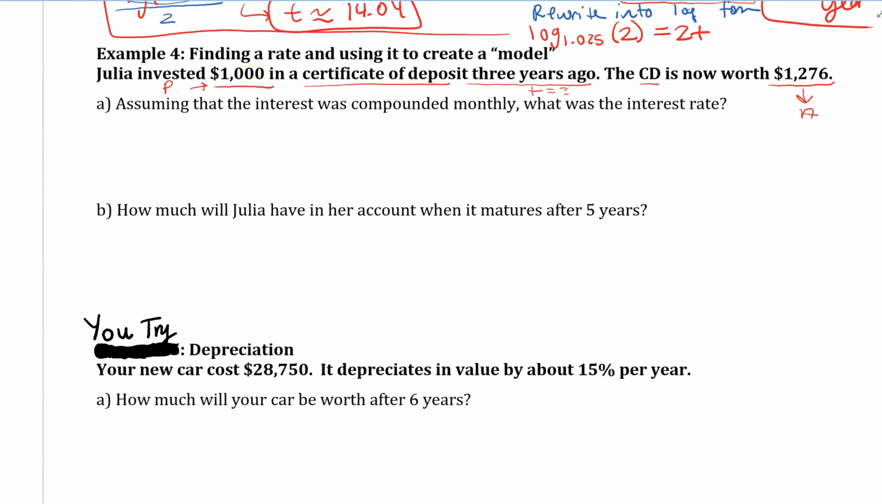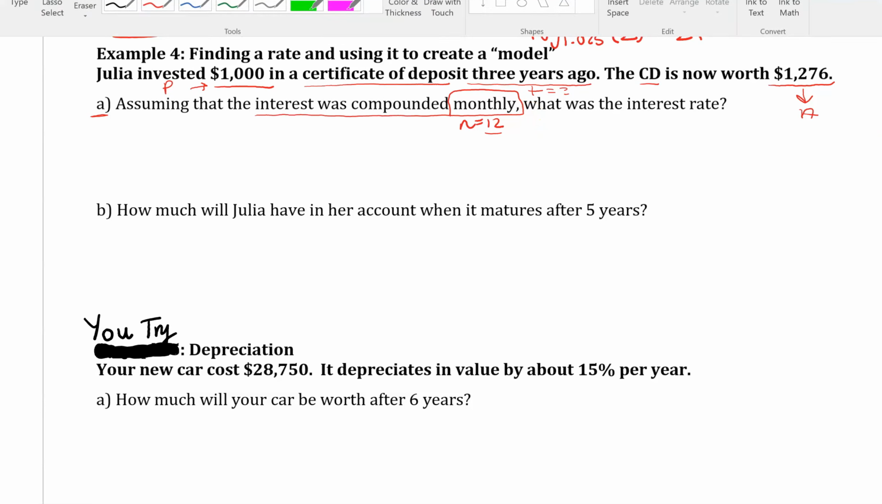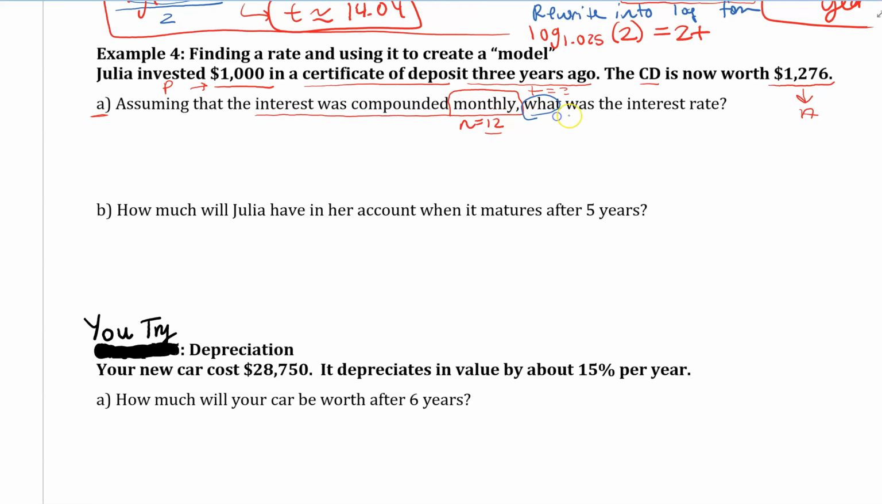And then here in part A, it again tells us a little bit more information. It tells us that the interest was compounded monthly. So since there are 12 months per year, that means in this scenario, our N in the formula will be 12, because if it's compounding once a month, then that would make it 12 times per year. And so the question we're actually being asked here, so the what, is the interest rate. The thing we're being asked to find is the R value.